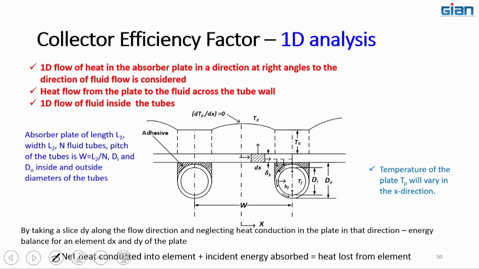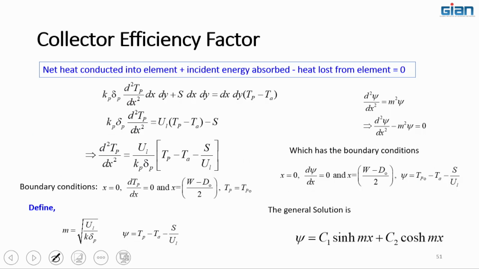So that's how we can consider one-dimensional flow of heat in the absorber plate at right angles to the direction in which the fluid flows, heat flow from the plate to the fluid across the wall, and one-dimensional flow of fluid inside the tube. These are the considerations for our calculations. If we take a small segment, this is the segment in between the tubes, and dy is the other side perpendicular to the board, and then we can do the energy balance and see what happens.